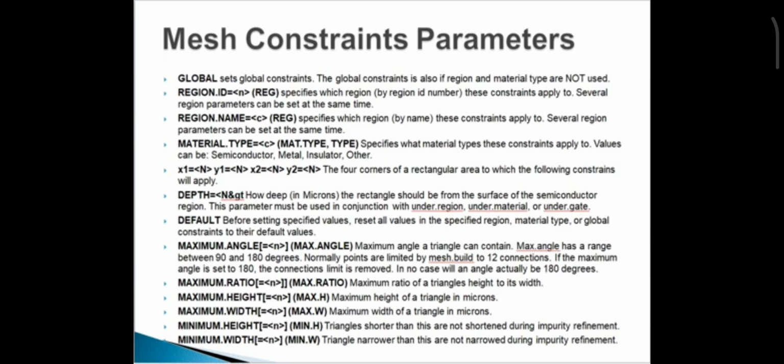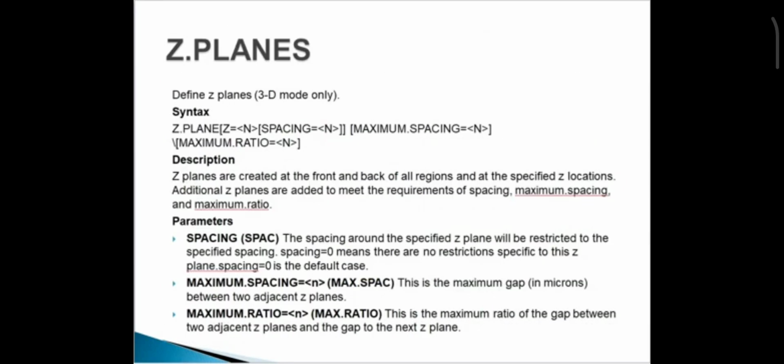For understanding about these commands, you have to go to the DevEdit manual. Z plane. Define Z-plane in 3D mode only. Syntax: z.plane, spacing, max.spacing, and max.ratio. Description: Z-planes are created at the front and the back of all regions and at the specified Z locations. Additional Z-planes are added to meet the requirements of spacing, max.spacing, and max.ratio.